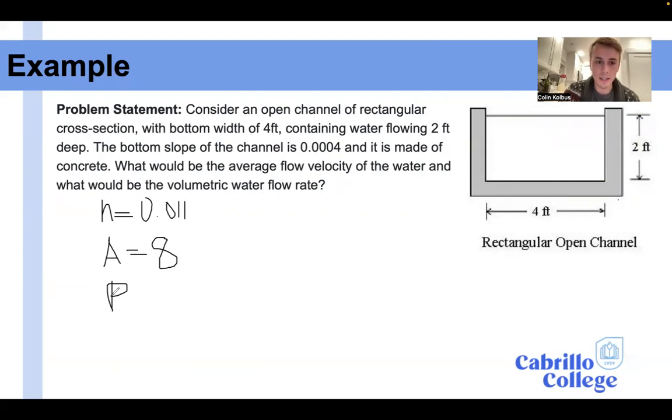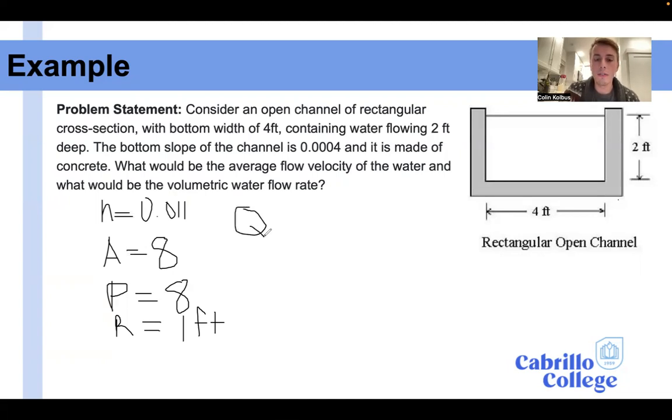Our perimeter is the same as two slides ago. It's 2 times our depth plus our base width. And so in this case, that's 2 times 2 plus 4, which is 8. Our perimeter is 8 feet. And so our hydraulic radius is 8 square feet divided by 8 feet, which gives us a 1 foot hydraulic radius. We are provided the slope. And so now we can actually enter this into our equation.